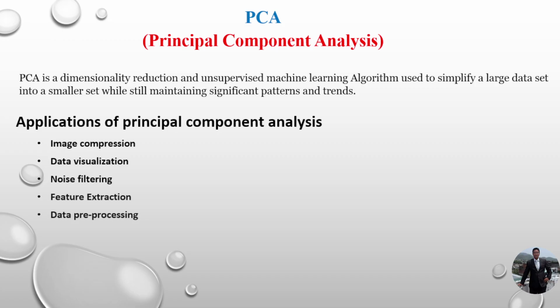Similarly, it can be used for feature extraction. PCA can derive new features from the original data that might be more insightful or understandable than the original features. This is particularly helpful when the initial features are correlated or noisy. It can also be used as a preprocessing step for other machine learning algorithms such as clustering and classification.